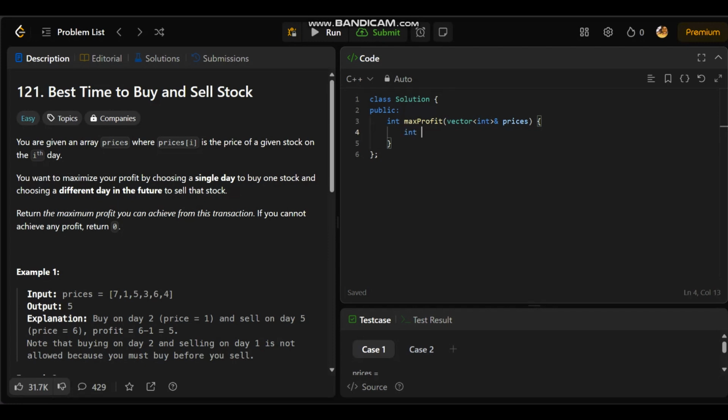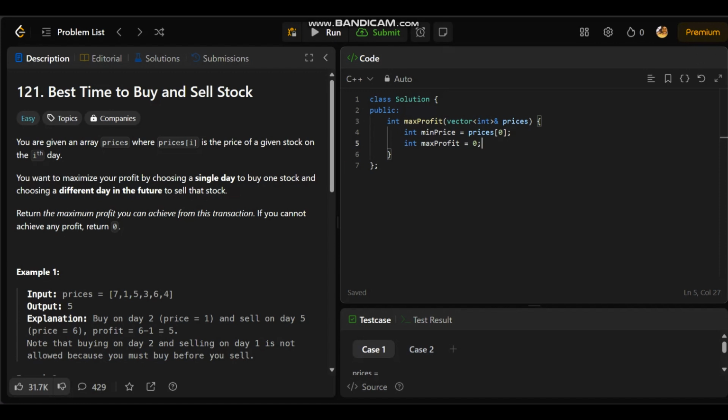Let's see. int minPrice is equal to, let's say the first price is the minimum price, so the 0th price, I mean the price of day 1, and what is the maximum profit? Now here it is stated that if you cannot achieve a profit, then you have to return 0. So we are initializing the maximum profit with 0. In case there is no profit, it is going to return 0 automatically.